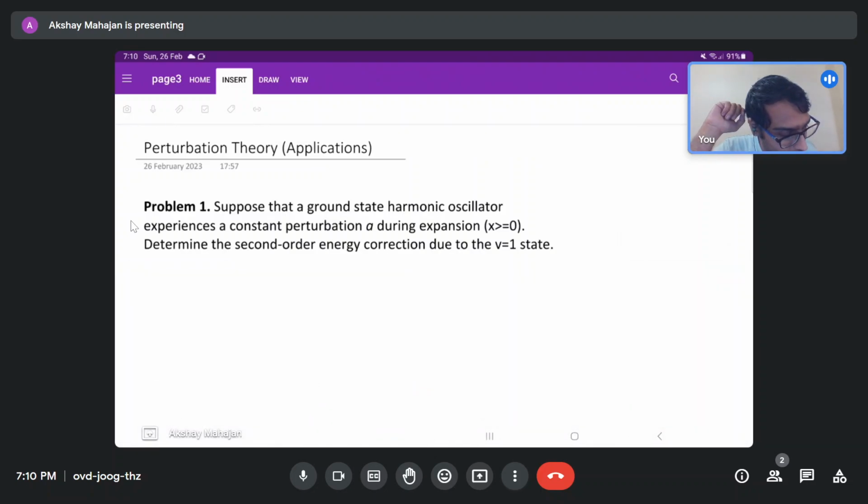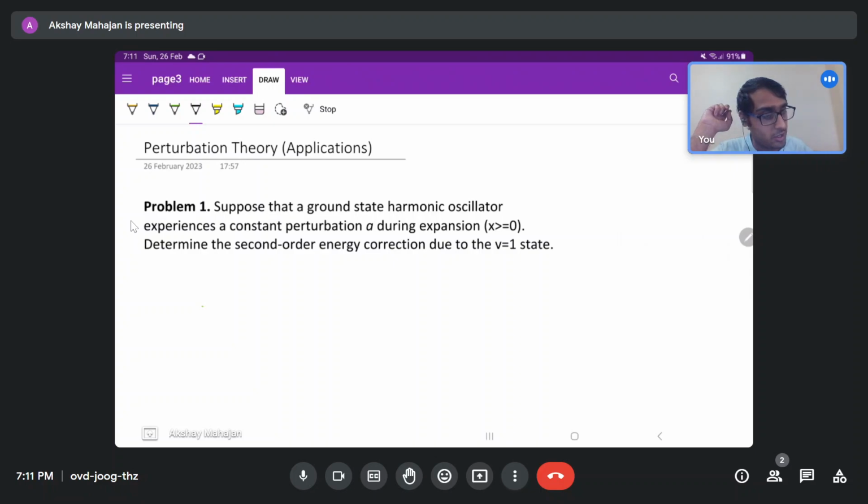Okay. So our problem is this one. Suppose that a ground state harmonic oscillator experiences a constant perturbation. Okay, so let's say we have a ground state harmonic oscillator that experiences a constant perturbation A during expansion. That is, for x greater than or equal to 0 only, it experiences a constant perturbation. Determine the second order energy correction to the v equals 1 state.